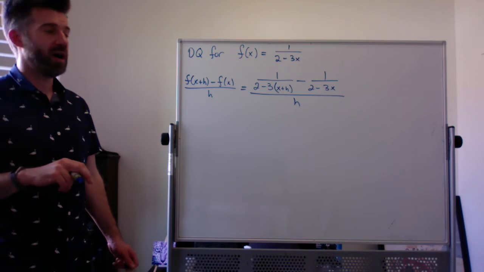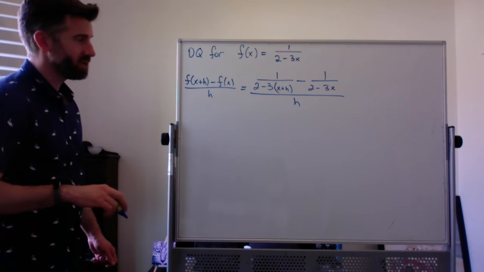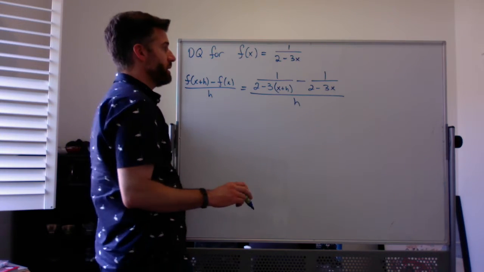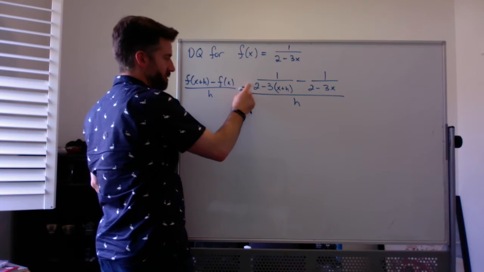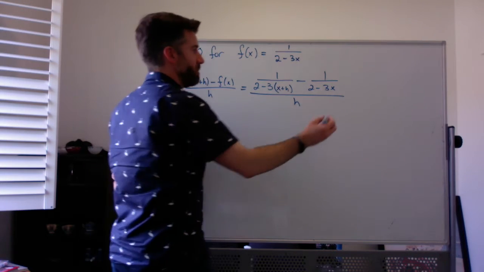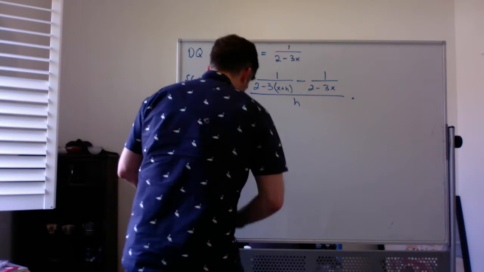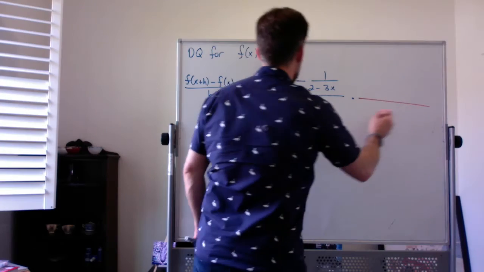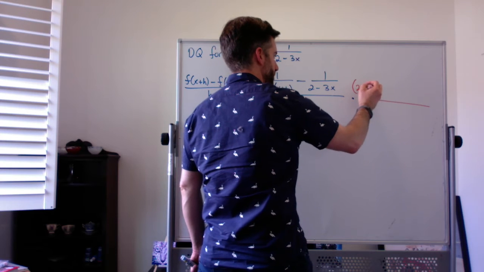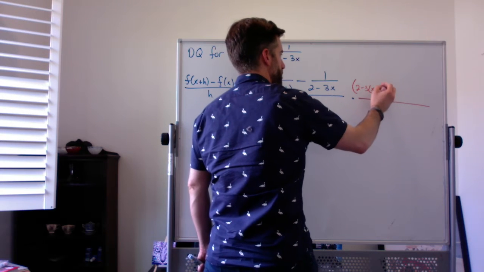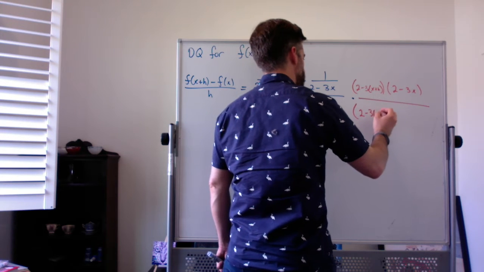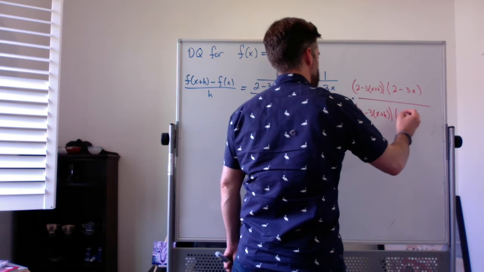So for these ones, we have to get a common denominator, which is unfortunately just this gross thing times this gross thing. Now here's a nice trick. Instead of multiplying this by 2 minus 3x over 2 minus 3x, and this by 2 minus 3 times x plus h over 2 minus 3 times x plus h, you can actually just multiply the entire top and bottom by this common denominator, which is going to be nasty. It's 2 minus 3 times x plus h, times 2 minus 3x, over 2 minus 3 times x plus h, times 2 minus 3x.